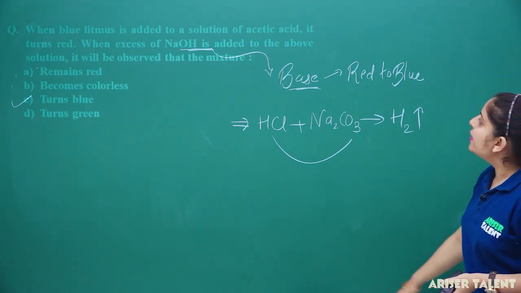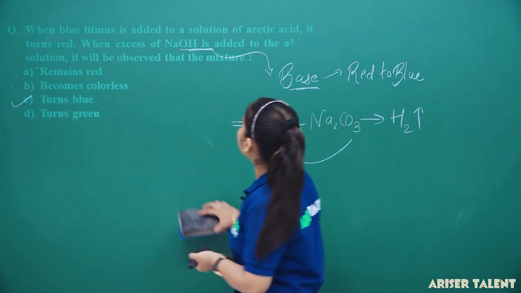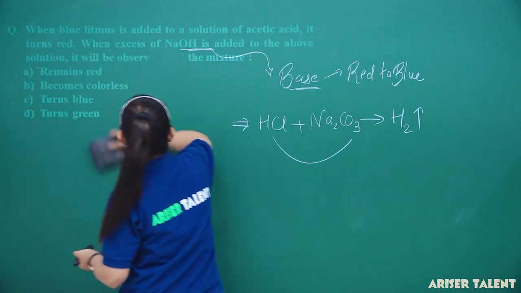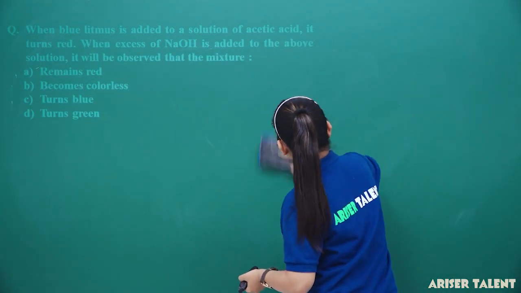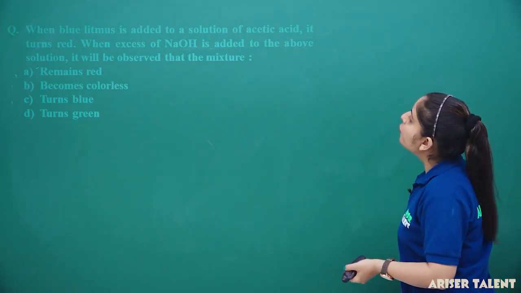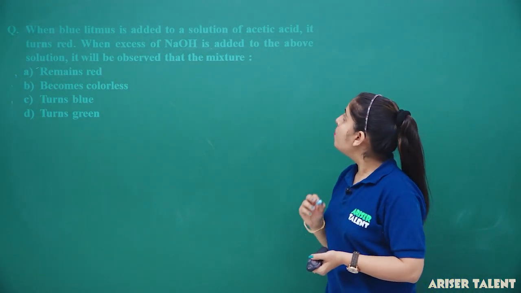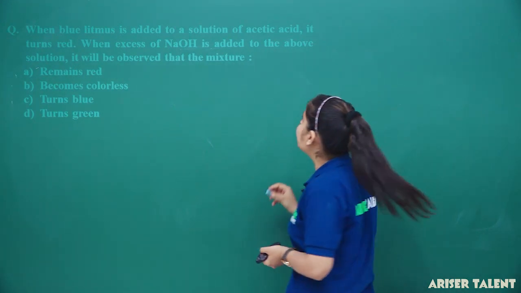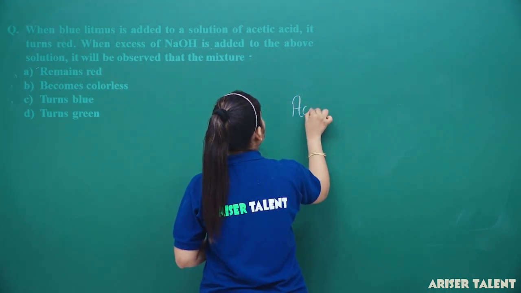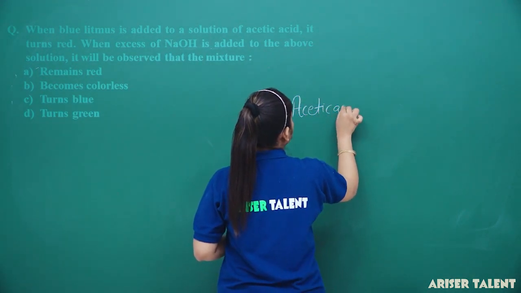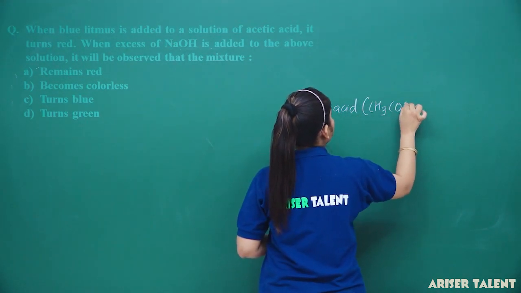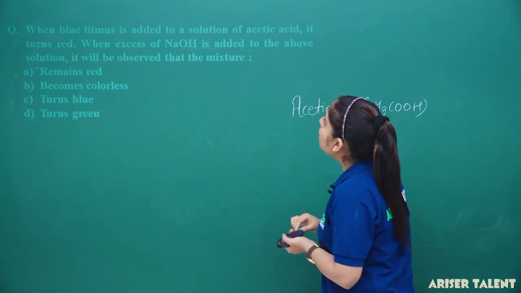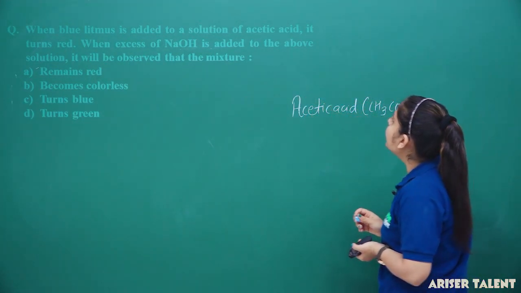When litmus is added to the solution of acetic acid, it turns red. So what we are going to do is add blue litmus to a solution of acetic acid. This is our acetic acid, and the formula for acetic acid is CH3COOH. Now when the blue litmus is added to it, it turns red.